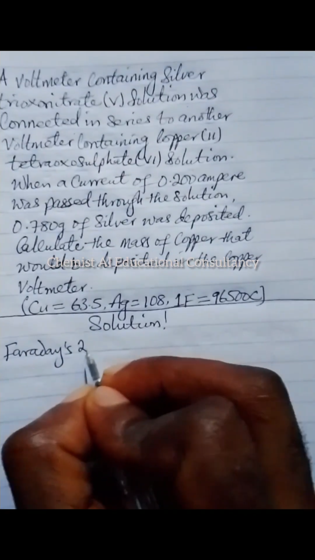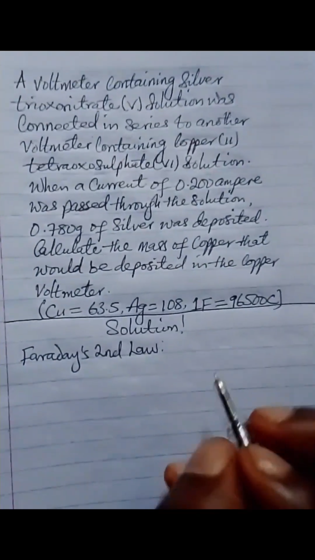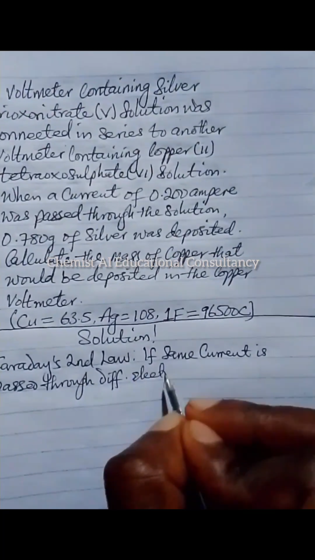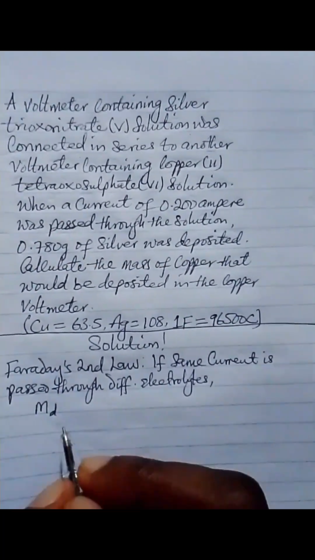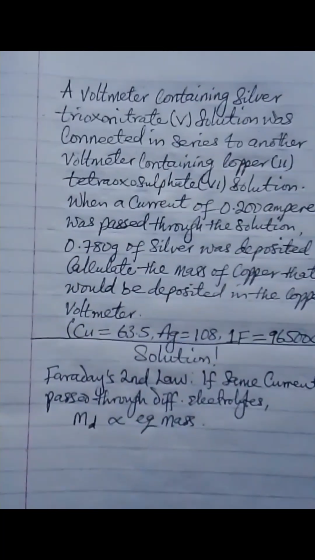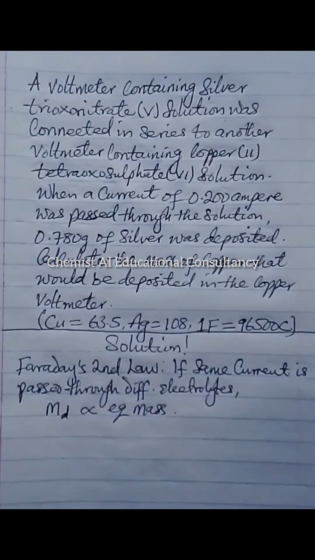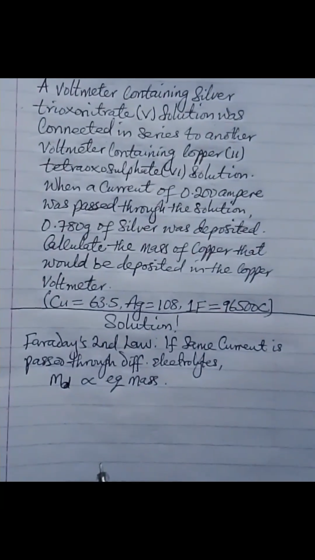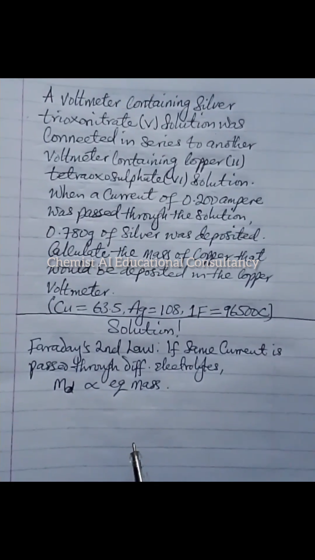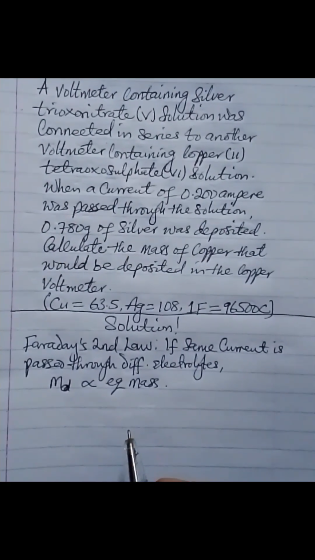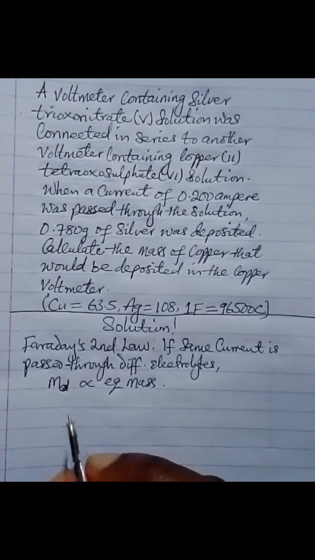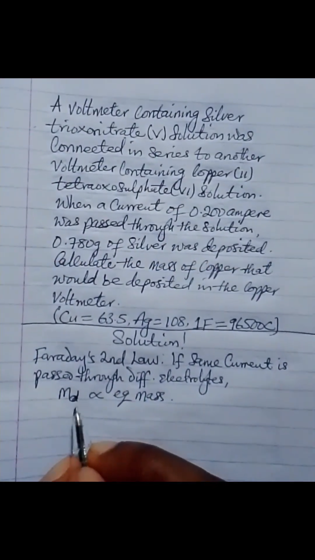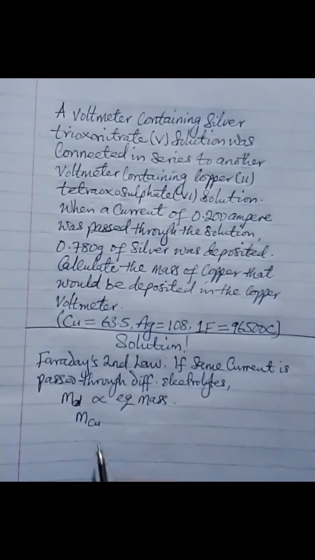This will now bring us to Faraday's second law, which says that if the same current is passed through different electrolytes, the mass deposited is proportional to the equivalent mass. This is Faraday's second law, that mass deposited is proportional to equivalent masses of the elements. And according to this law, mass of copper deposited is directly proportional to equivalent mass of copper, and mass of silver deposited is also proportional to the equivalent mass of silver.